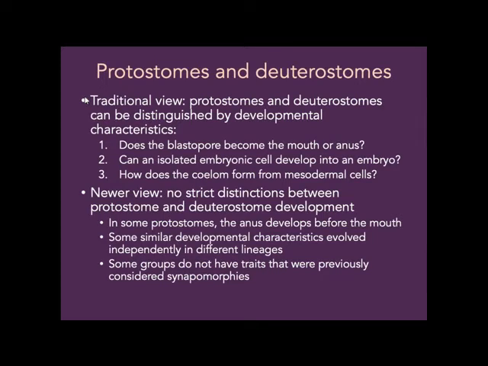because we now realize that these kinds of distinctions that we used to say don't actually reliably tell us the difference between a protostome and a deuterostome. We know that in deuterostomes, the anus develops before the mouth, but it sometimes does in protostomes as well. We know that there are similar developmental characteristics that evolved independently in different lineages. So even though they look similar, they are not homologous traits. And we have some groups that don't have traits that we used to consider to be synapomorphies of the larger group.